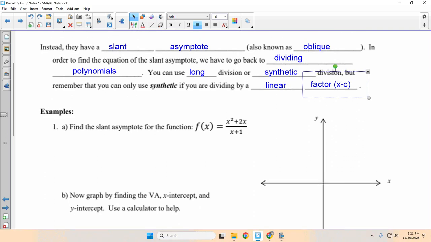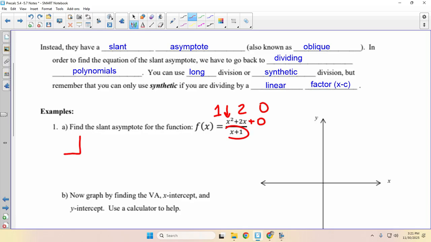All right, so let's take a look at the scenario. Find the slant asymptote for the function f of x equals x squared plus 2x divided by x minus 1. I'm going to go ahead and use synthetic division. So we're going to start with the second degree. In my synthetic division, it's going to be 1, then 2, and then I don't have a 0 degree, so I'm going to put 0 in for that.